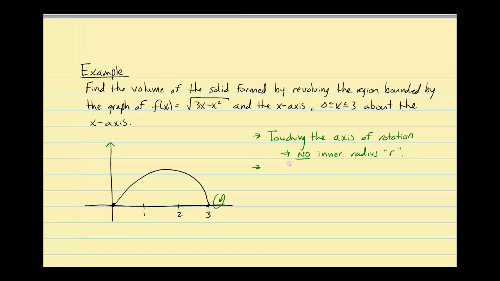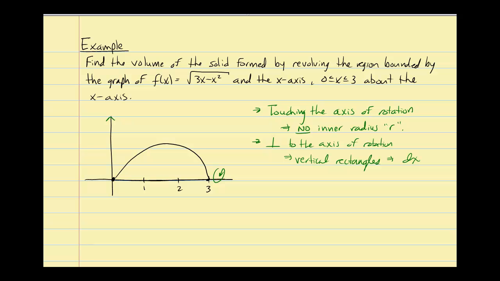Now because we're using the disk method, we're perpendicular to the axis of rotation. And because the axis of rotation is my x-axis, that means I have vertical rectangles. And if I have vertical rectangles, that means I'm using dx's here. So those are some important pieces of information to get squared away before we get started here.